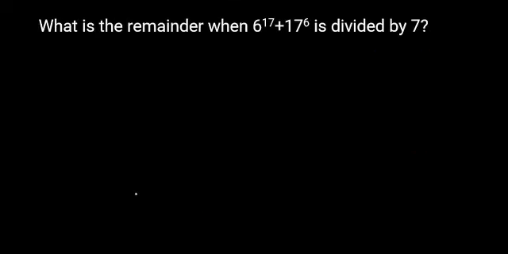So what is the remainder when 6 to the power of 17 plus 17 to the power of 6 is divided by 7? Now 6 to the power of 17 plus 17 to the power of 6, divided by 7.